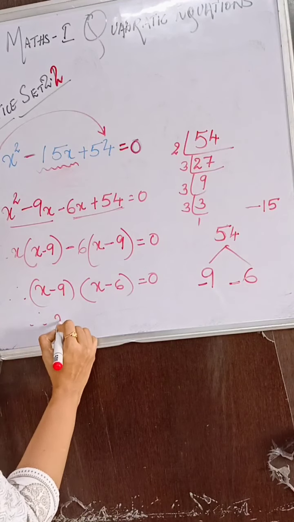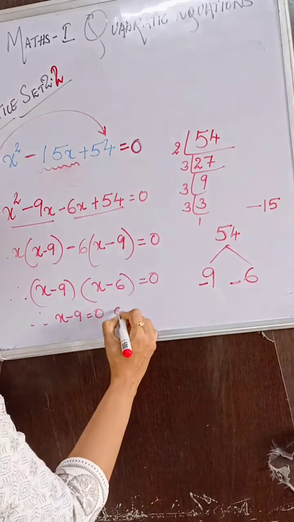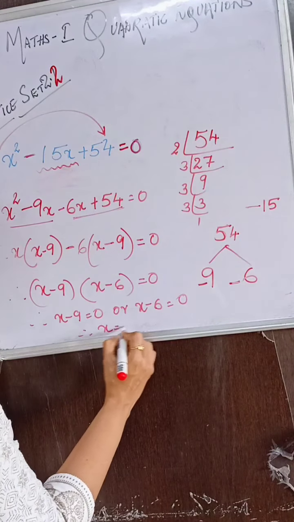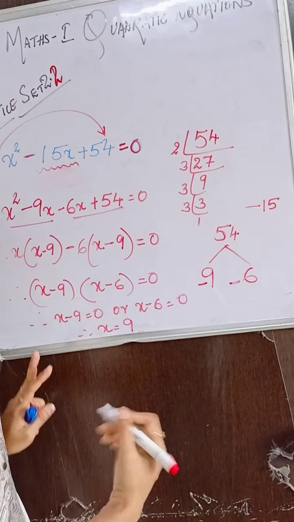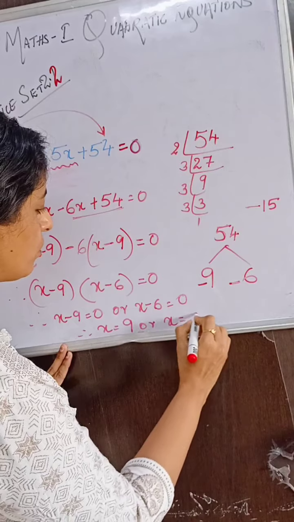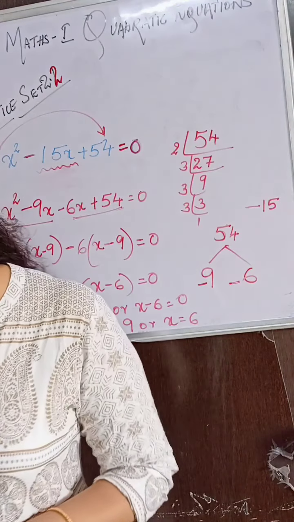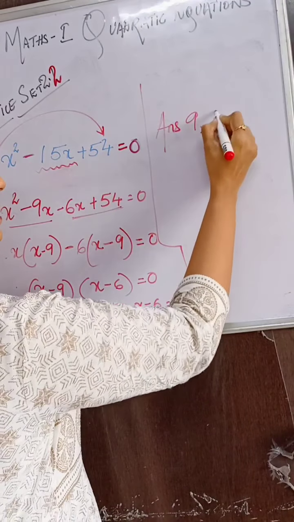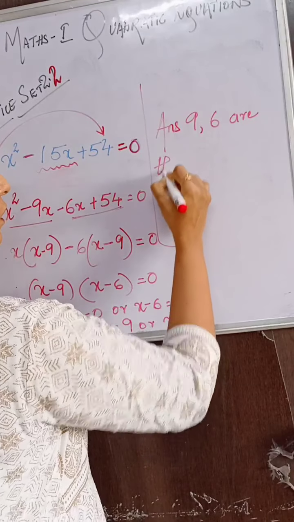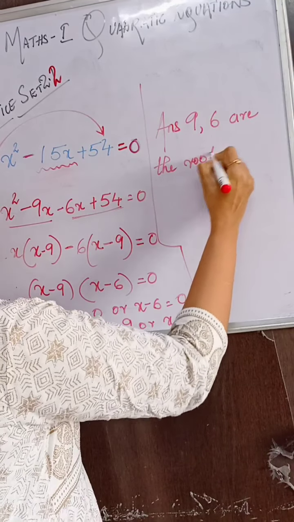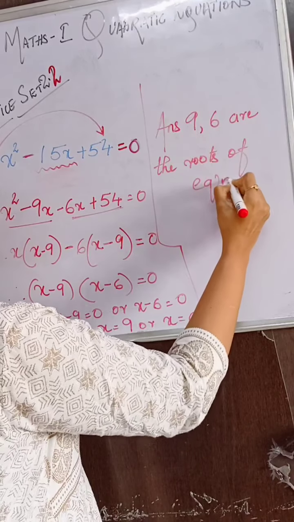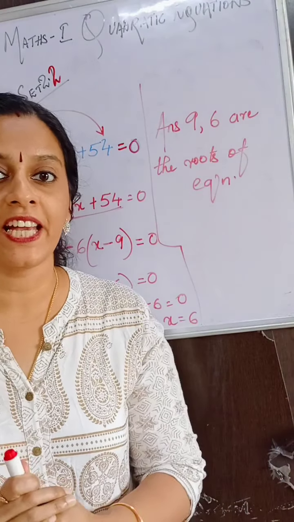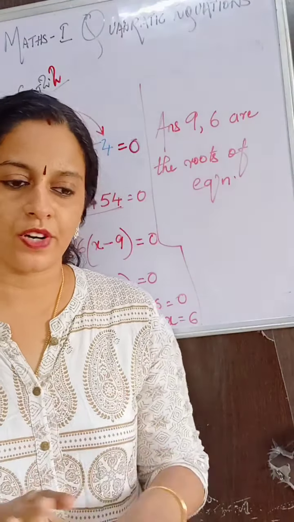So therefore x minus 9 equal to 0 or x minus 6 equal to 0. Therefore x is equal to 9, minus 9 goes to this side, plus 9, or x is equal to 6. Got two solutions? So I told you the final answer, 9 comma 6, are the roots of the given equation. Understood? So with more practice, you will be getting a better view on quadratic equations.